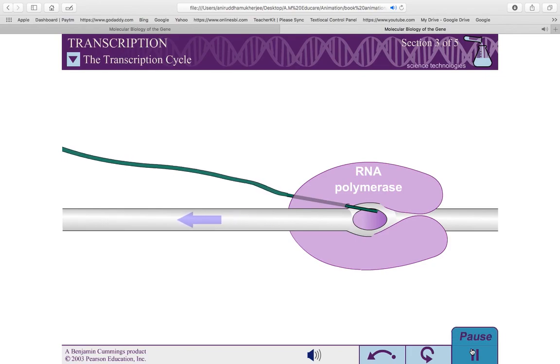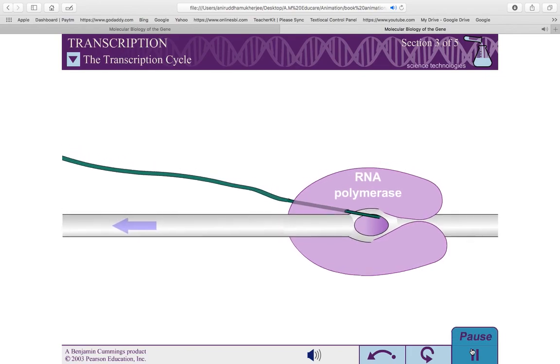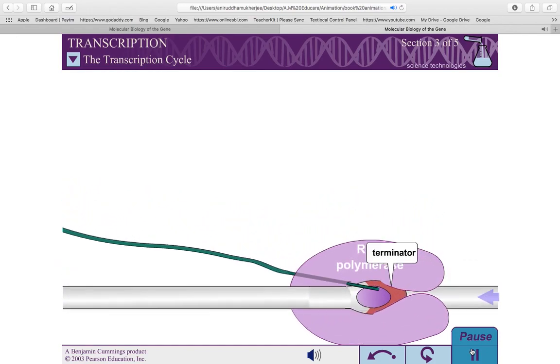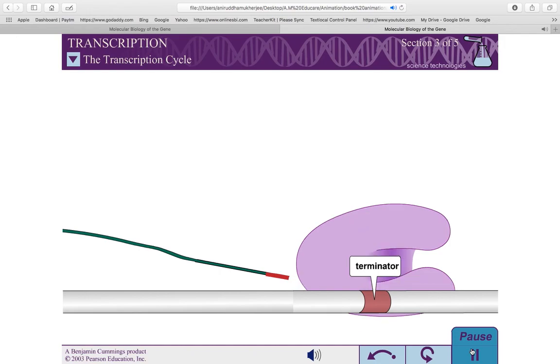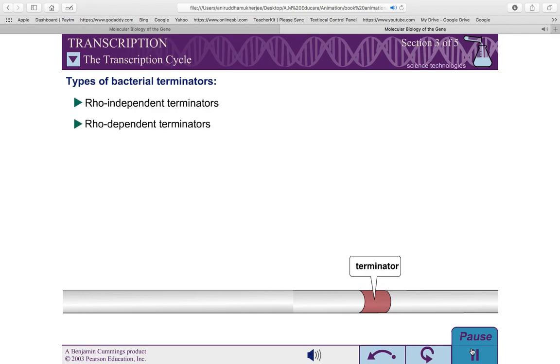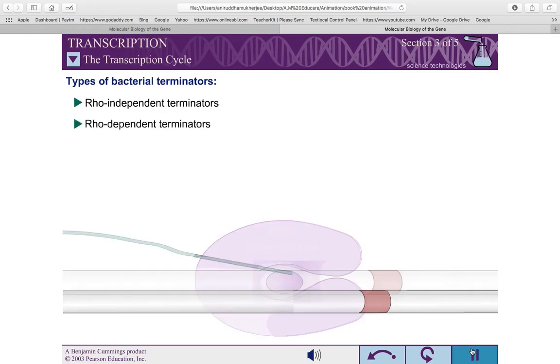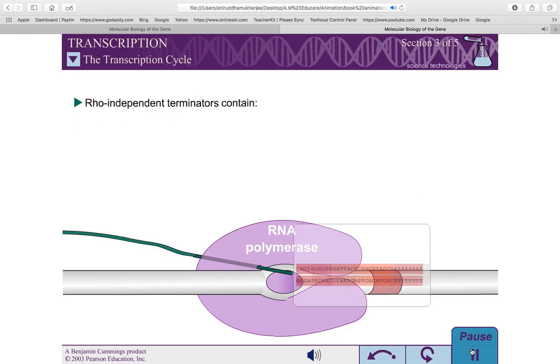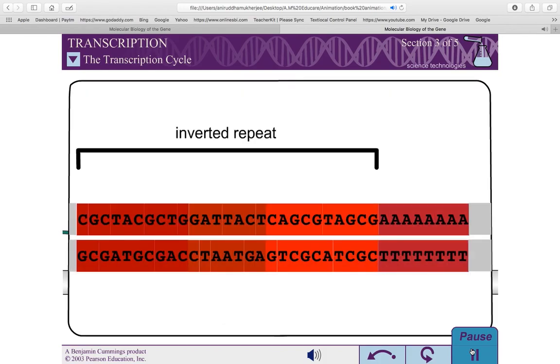Sequences called terminators trigger the elongating polymerase to dissociate from the DNA and release the completed RNA chain. This animation describes bacterial transcription termination. Bacteria have two types of terminators, rho-independent and rho-dependent. Rho-independent terminators, also called intrinsic terminators, consist of two sequence elements, a short inverted repeat of about 20 nucleotides and a stretch of about 8 AT base pairs.